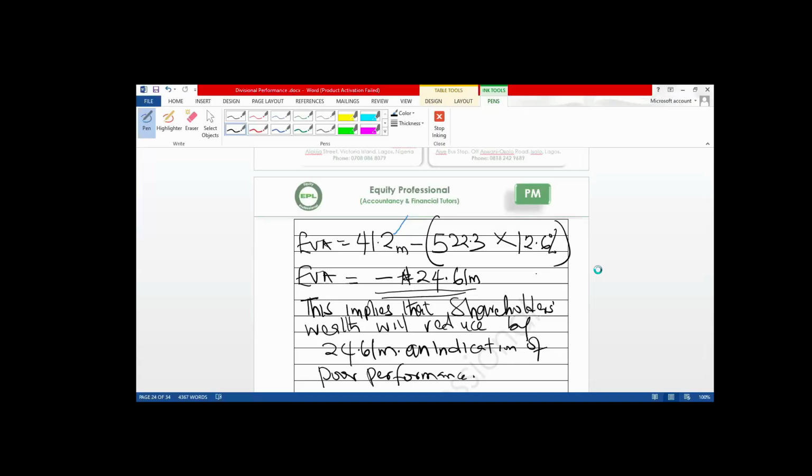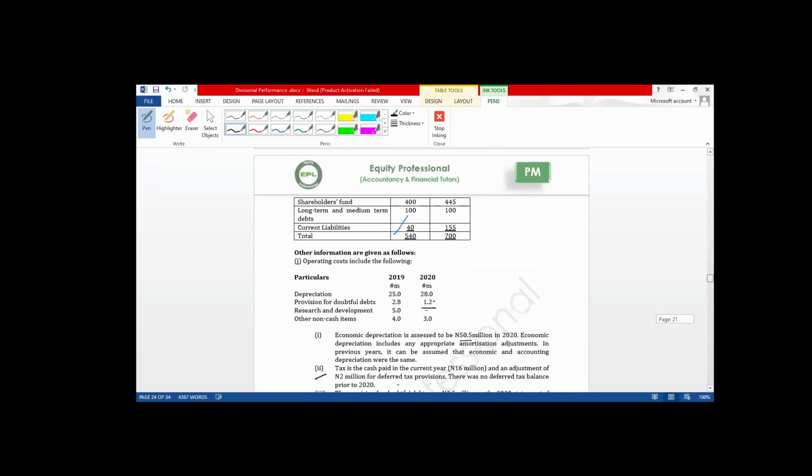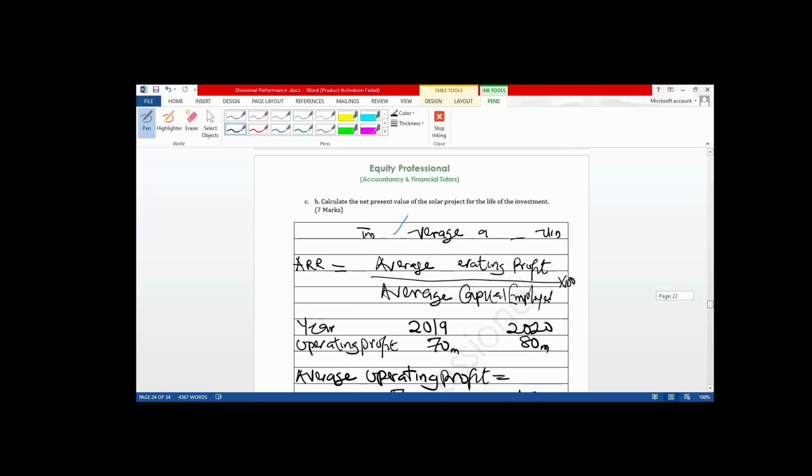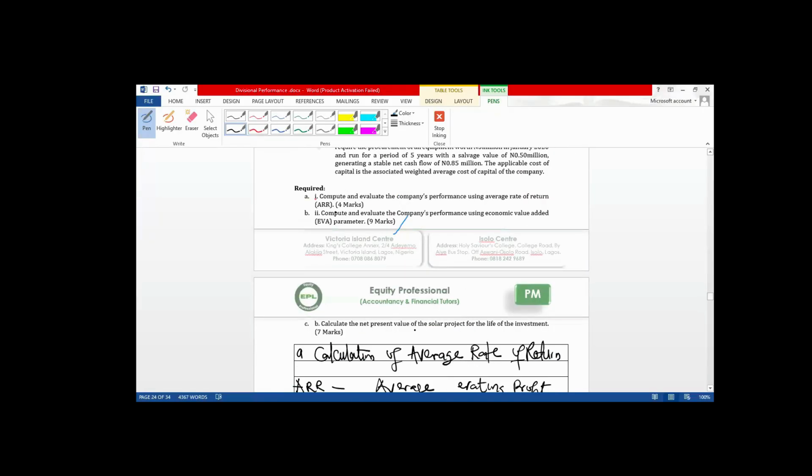Requirement C is another topic. You may do it to investment appraisal. Calculate NPV. I'm just trying to look at the time. Requirement C. Look at it. Calculate the NPV of the solar project for the life of the investment.